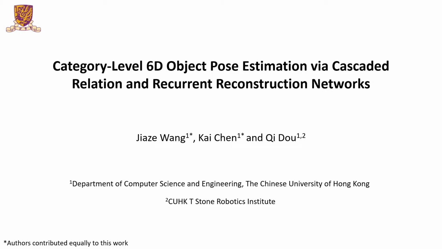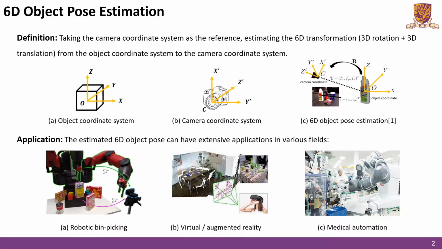Category-level 6D object pose estimation via cascaded relation and recurrent reconstruction networks. Object pose estimation is a very classical task in computer vision. Assume that we capture an RGB image or RGBD image for a target object.